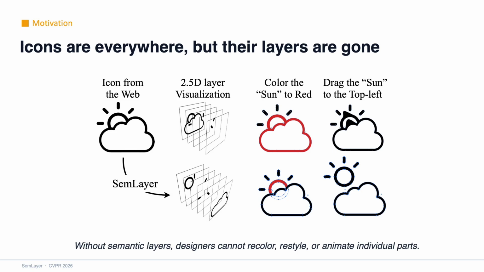Icons are everywhere, on the web, in apps, in design systems, but once they're exported as flat images, their layer structure is gone. Without semantic layers, designers cannot recolor the sun separately from the cloud, restyle individual parts, or animate them. SemLayer takes a flattened icon and recovers its layered, editable structure, so a designer can drag the sun to the top left, or paint it red, while leaving the rest of the icon untouched.